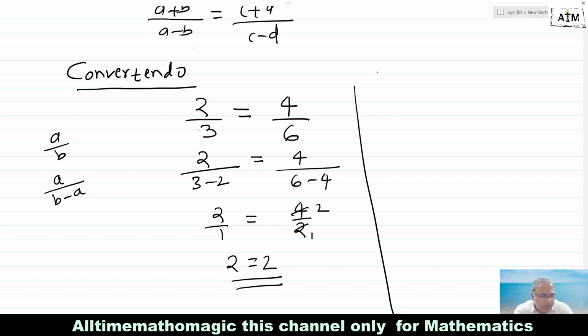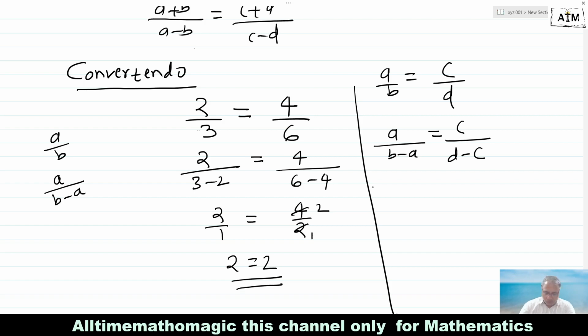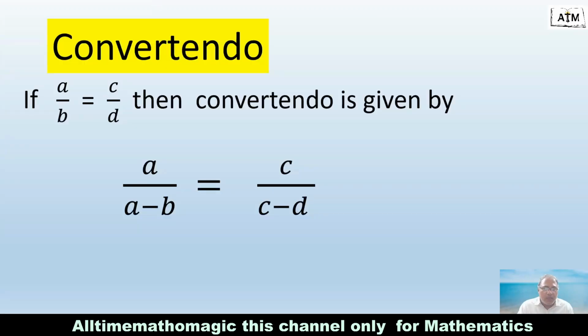That means if I have a ratio A upon B equal to C upon D, and they are in proportion, then A upon B minus A equals C upon D minus C will also be in proportion. This type of finding proportion is called convertendo. If A upon B equals C upon D, then convertendo is given by A upon A minus B equals C upon C minus D.